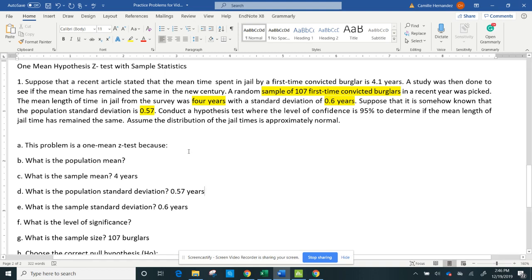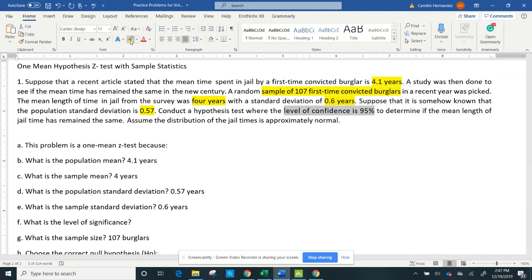So the one thing that I am missing then is it says the mean time spent in jail is 4.1 years. Okay, I've dissected what my sample was. So again, my sample mean was 4 years. My sample size was 107, and my sample standard deviation was 0.6. So that means this last one that it stated that the mean time spent in jail was 4.1 years. So that is my population mean. Okay. And then the other thing that I need is it gives me a confidence level of 95%.